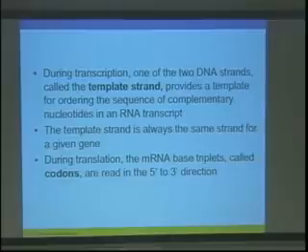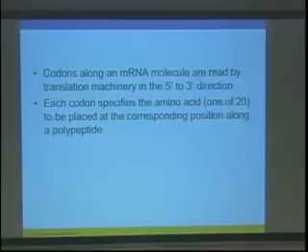Okay, and it's going to be read that way so that the 5' end of the RNA is making the C terminal part of the protein, and then the 3' end is making the N terminal part of the protein. Okay, so it's a very orderly linear arrangement, all of this information. So codons are read, again, in the 5' to 3' direction, and each codon specifies an amino acid.